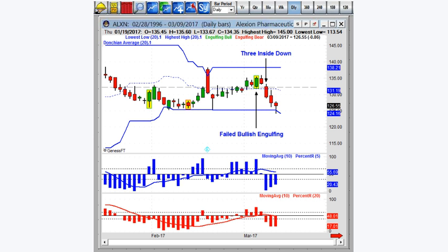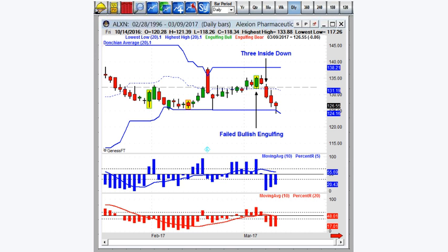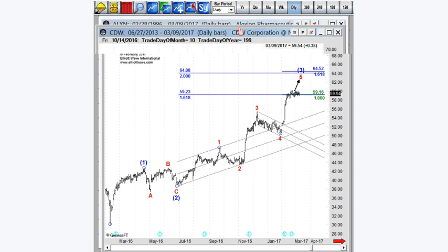Another issue that we've talked about in Trader's Classroom has been CDW Corporation. Nice impulsive structure to the upside.